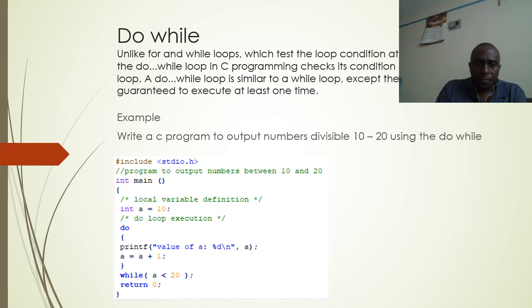Yeah, this is the program. Okay, maybe the question is different from the example I have here. My example is a program that outputs numbers from 10 to 20, within that range. So this is the program: int main, do, printf, that is it. I output now a equal to a plus 1. When you say a plus 1, it means the variable a will be incremented by 1 until the condition is met. So it means it will run at least once before it tests the condition. That is using the do while.